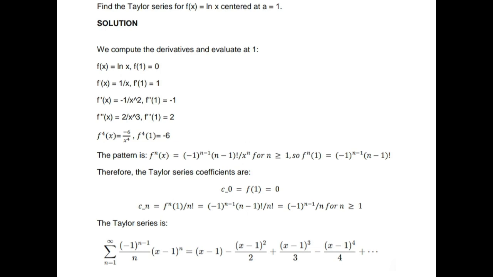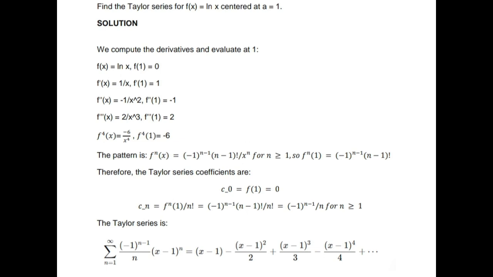Therefore, the Taylor series is the summation of negative 1 raised to n minus 1 over n multiplied by x minus 1 raised to n, which is equal to x minus 1 minus x minus 1 squared over 2 plus x minus 1 cubed over 3 minus x minus 1 raised to 4 over 4, and so on and so forth.